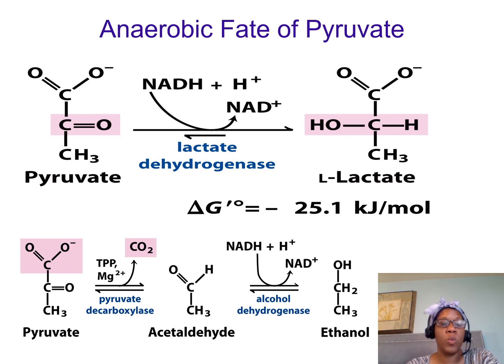Yeast, on the other hand, would take pyruvate under those anaerobic conditions and first decarboxylate it with pyruvate decarboxylase into acetaldehyde, and then into ethanol utilizing dehydrogenase. And so we do this for a couple reasons. One is because there's not enough oxygen around in order to go into the citric acid cycle, but we also want to regenerate our NAD+. So we see that in mammals and also in yeast and some other microorganisms. We need to regenerate that NAD+.